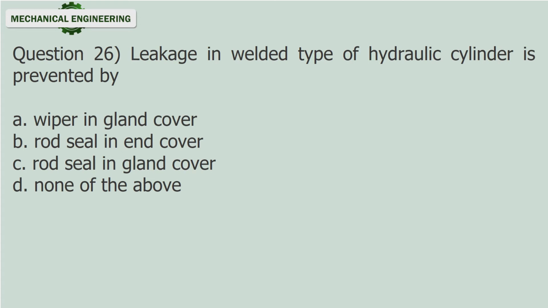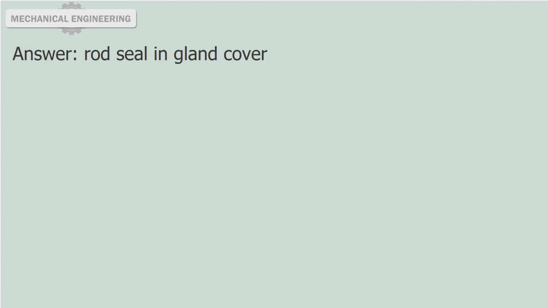Question 26. Leakage in welded type of hydraulic cylinder is prevented by A. Wiper and gland cover. B. Rod seal and cover. C. Rod seal and gland cover. D. None of the above. Answer: rod seal and gland cover.